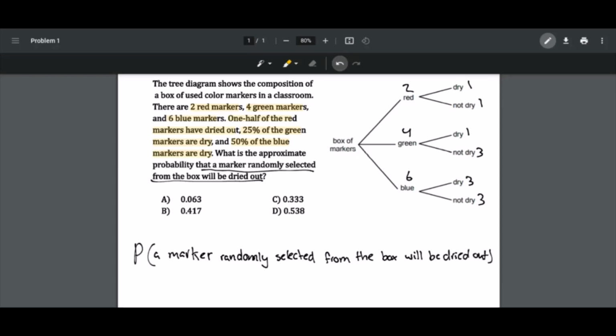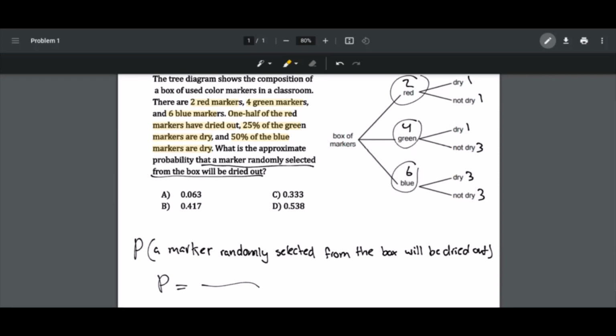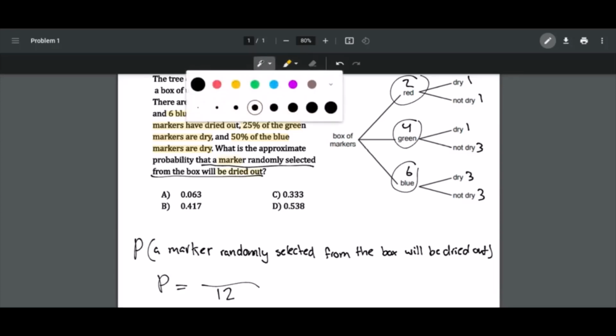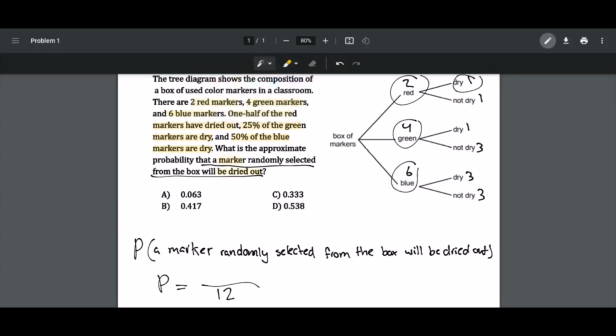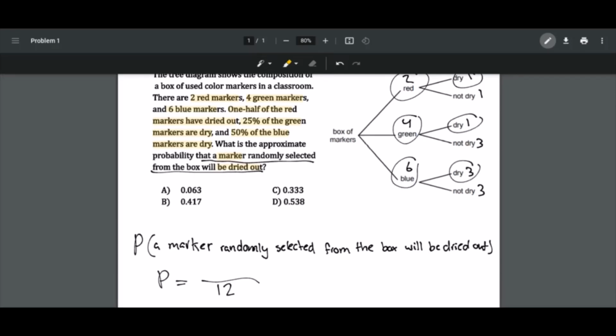So now, in order to find the probability, we're going to do it as a fraction. The bottom of the fraction will be the total number of markers. So there are 2 red markers, 4 green markers, and 6 blue markers. In total, there are 12 markers. And they are asking us for the markers that are dried out. So there are one dried red marker, 1 dried green marker, and 3 dried blue markers. In total, there are 5 markers that are dried out.